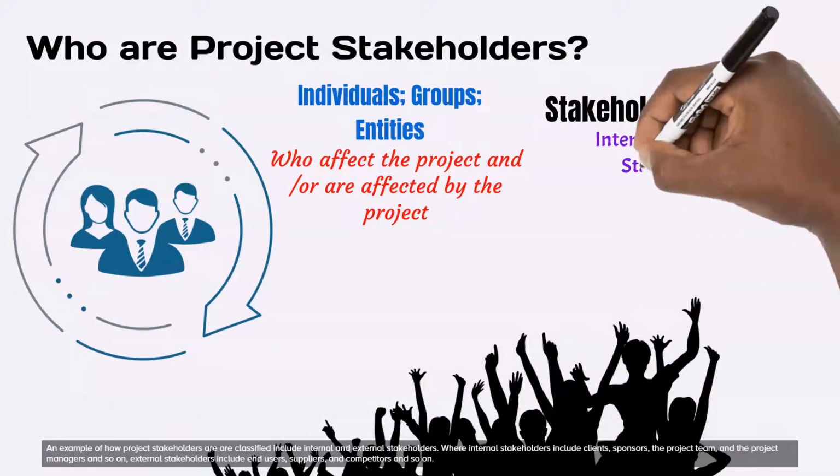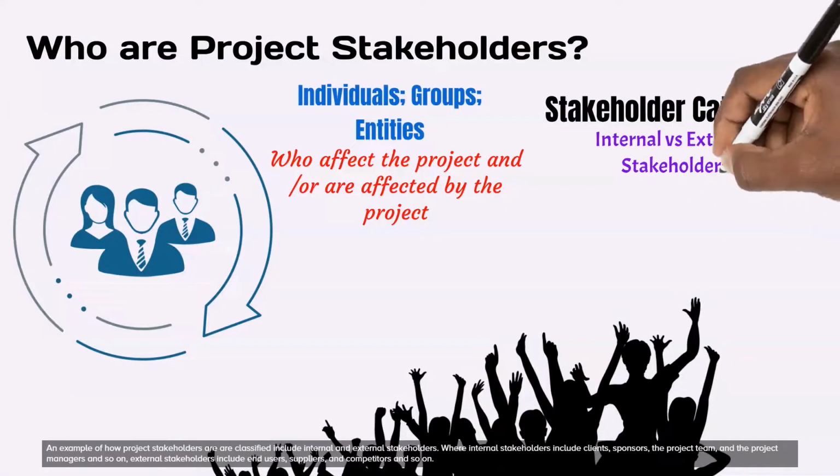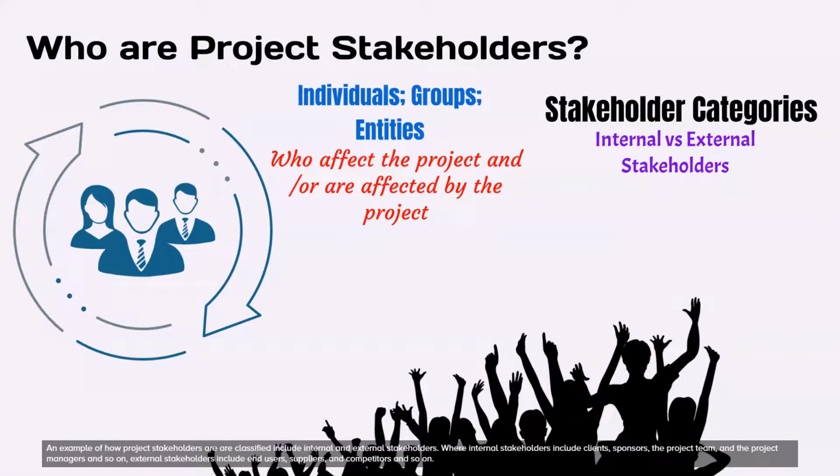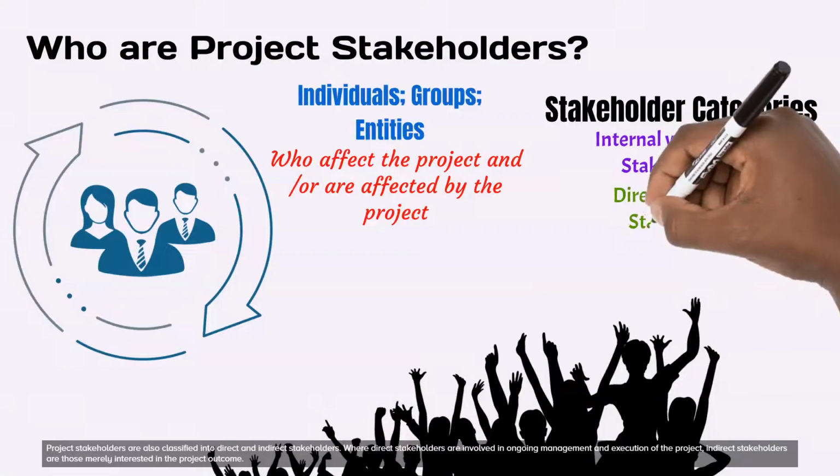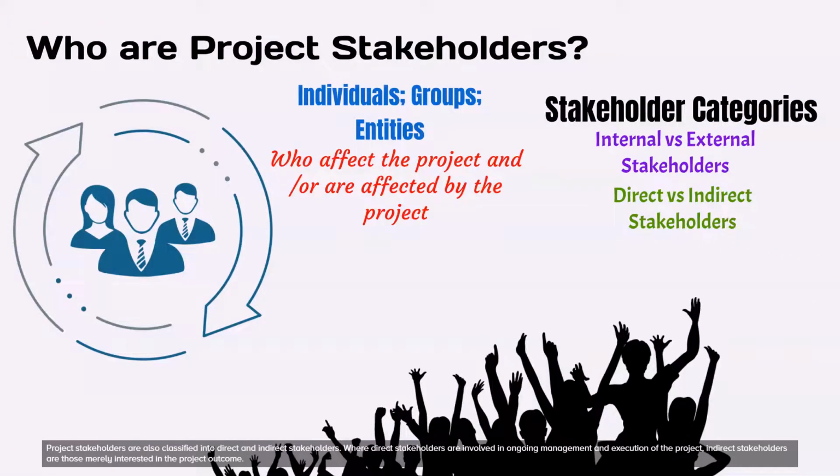Where internal stakeholders include clients, sponsors, the project team, and the project managers and so on. External stakeholders include end users, suppliers, and competitors and so on. Project stakeholders are also classified into direct and indirect stakeholders. Where direct stakeholders are involved in ongoing management and execution of the project. Indirect stakeholders are those merely interested in the project outcome.